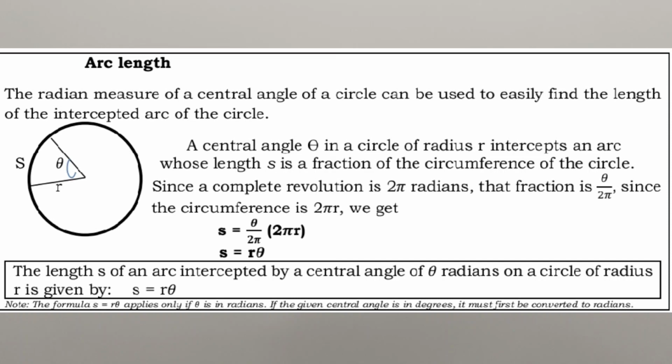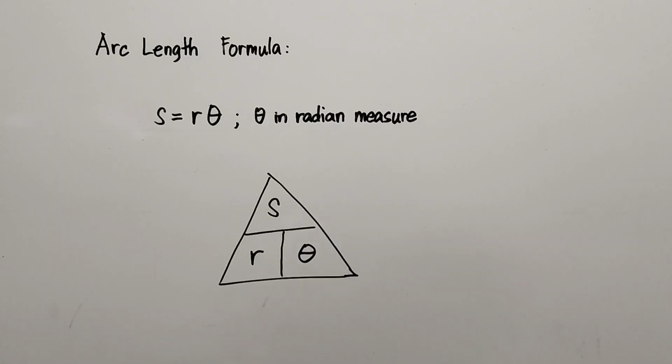We had already discussed the topic about the arc length in the previous video lesson. But for the sake of discussing problems involving arc length, we will be learning again the formula for the arc length. The arc length is equal to the product of the radius times the theta, and the theta should be in radian measure. In case the given angle is in degrees, we need first to convert the degrees into radian measure so that we can use this formula.